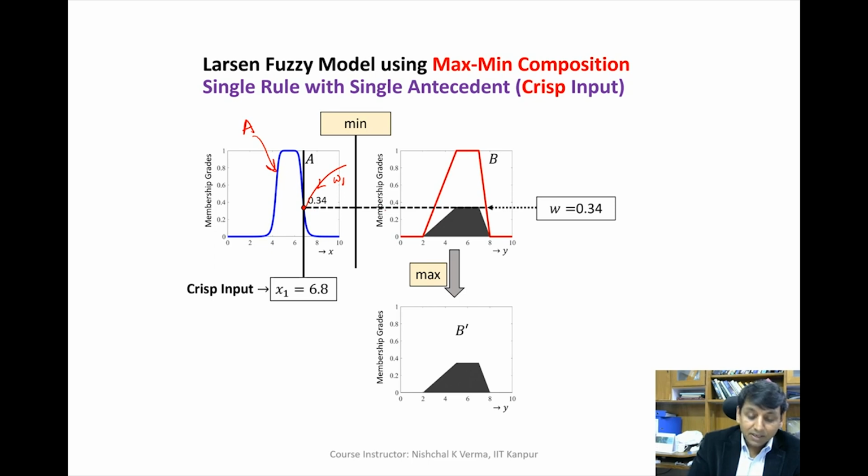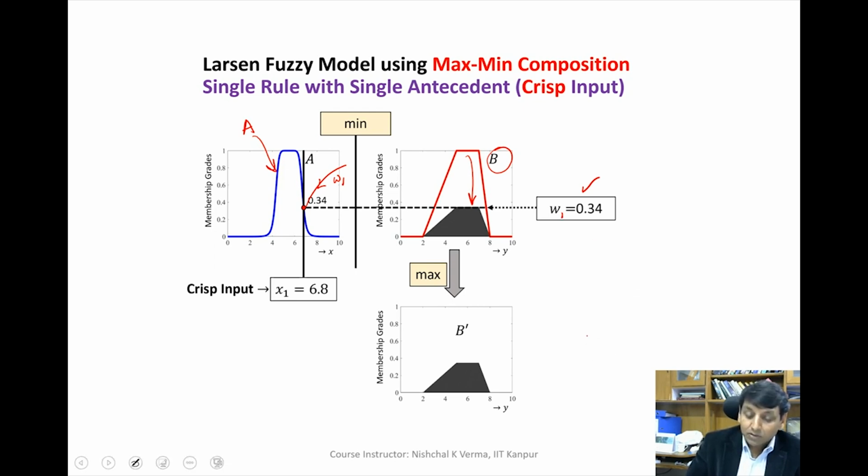So with this firing strength, with this weight, again we scale down the membership function of this fuzzy set. We scale down to this height, 0.34 height. So how do we do that? Here again we use the same W. Since here we have only a single rule, we can write only W or W1.